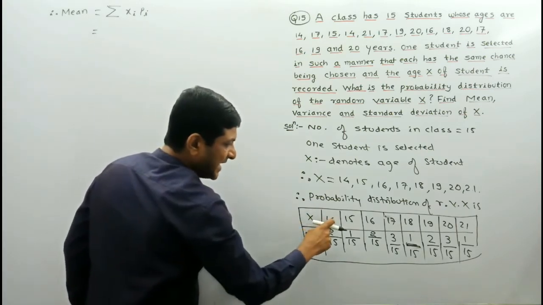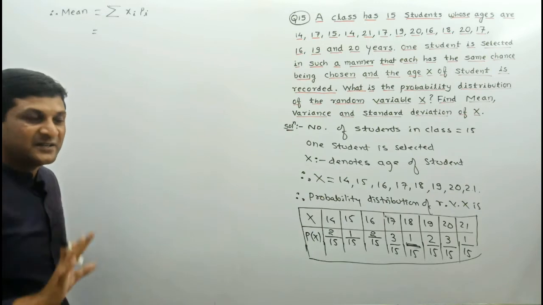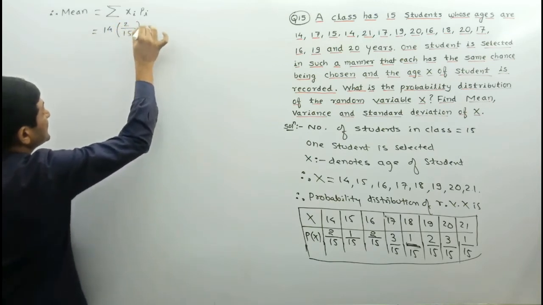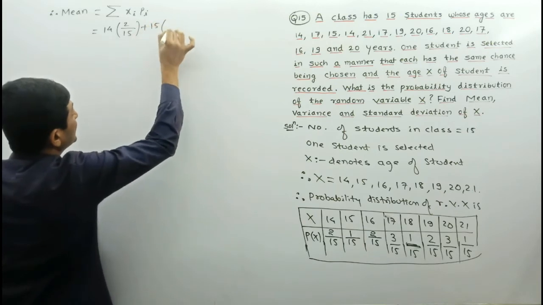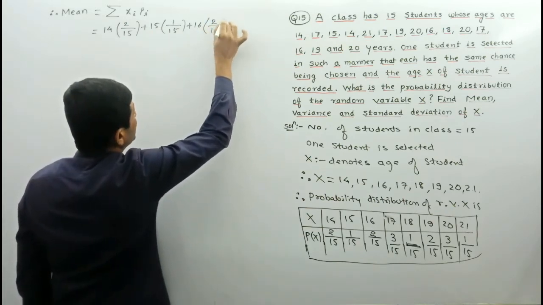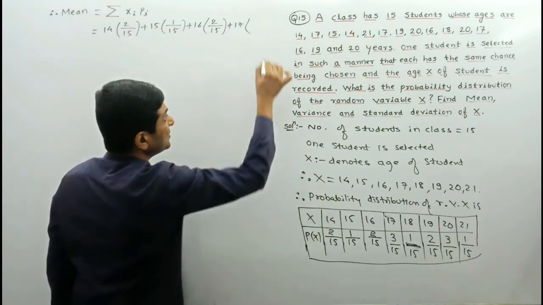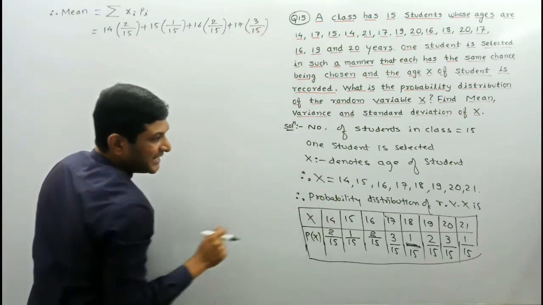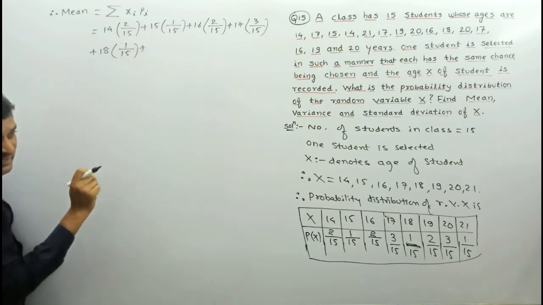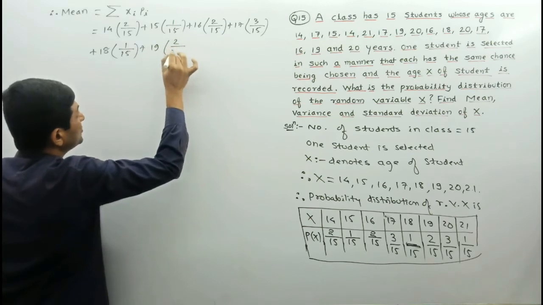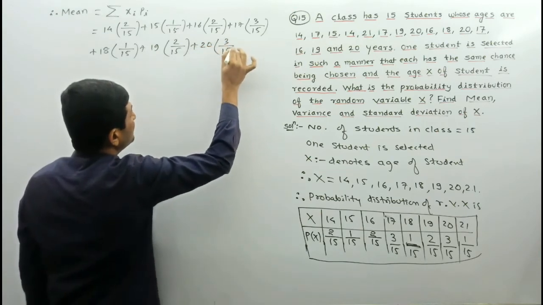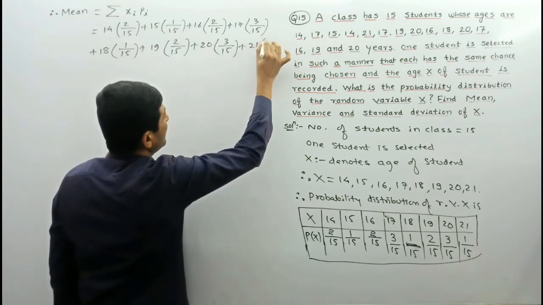Summation xi into pi means we have to take the sum of the product of each value of the random variable with its probability. So what result will we get here? 14 into 2 by 15, plus 15 into 1 by 15, plus 16 into 2 by 15, plus 17 into 3 by 15, plus 18 into 1 by 15, plus 19 into 2 by 15, plus 20 into 3 by 15, plus 21 into 1 by 15.